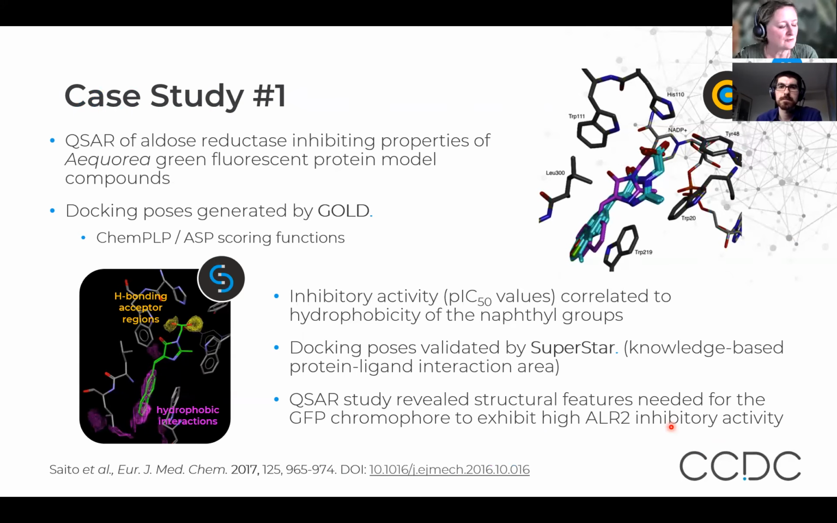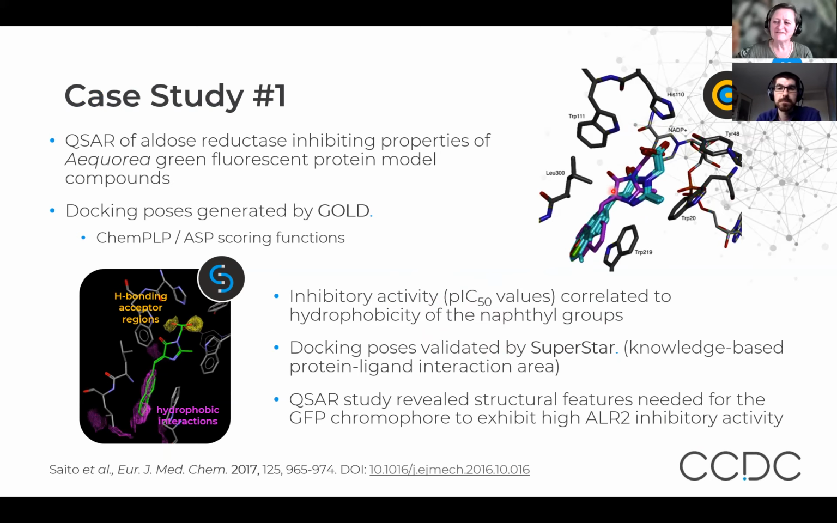Both these examples deal with aldose reductase inhibitors, but this is a particularly nice, relatively recent example where authors from Toho University and a partner company came together to look at these green fluorescent protein probes. They were able to use GOLD docking tools from the CCDC to identify reasonable poses. It was pretty clear that certain hydrogen bonding functionality was required to drive binding. But there were also some signs that other, more subtle interactions were helping to drive the binding that they had experimentally observed.